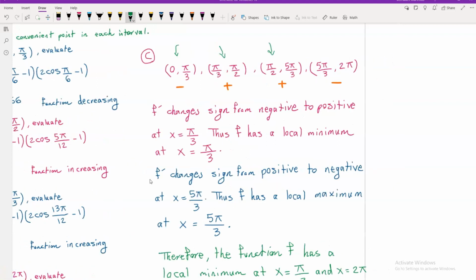From left to right, now we have the open interval pi over 2, 5 pi over 3. The function is increasing on this open interval. So the function is increasing on the left of x equal to pi over 2 and increasing on the right of x equal to pi over 2. So the critical point at x equal to pi over 2 is not a relative extremum. Here we don't have a local minimum and we don't have a local maximum.